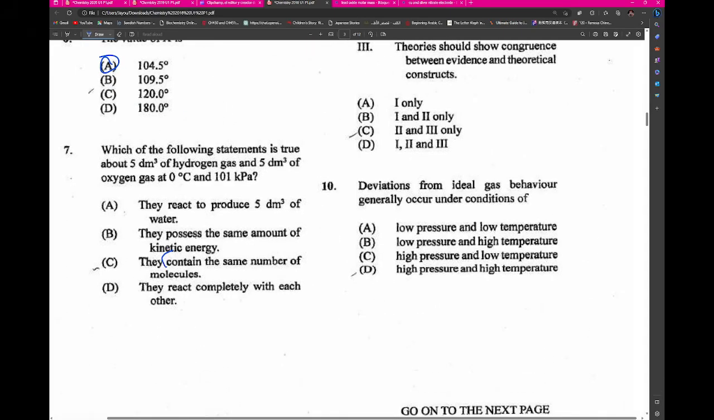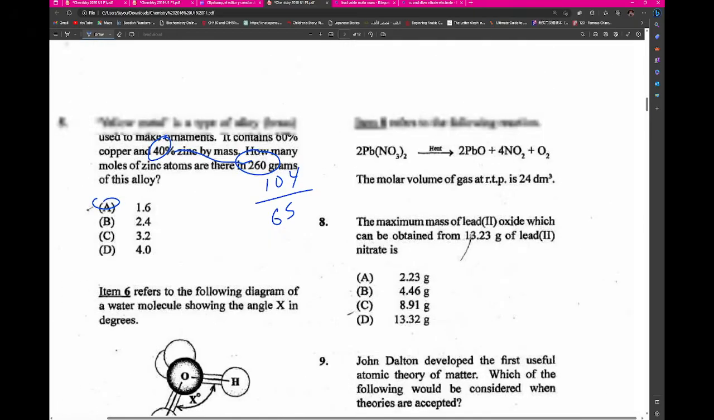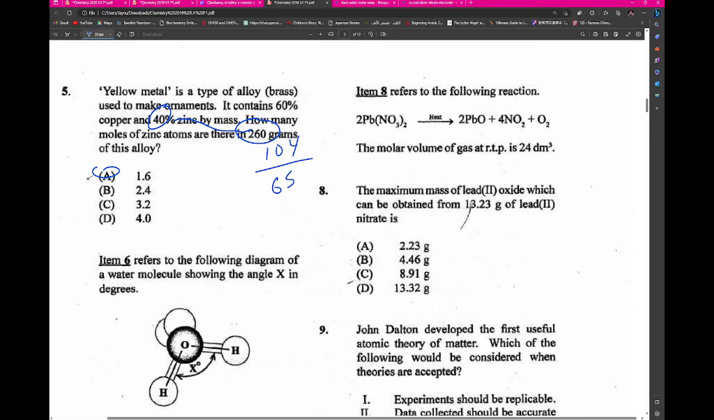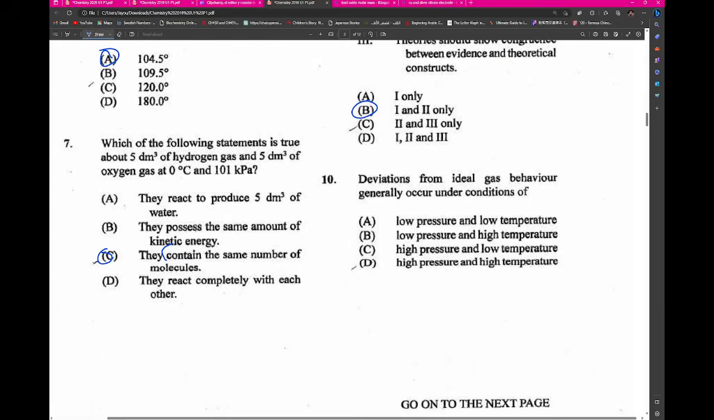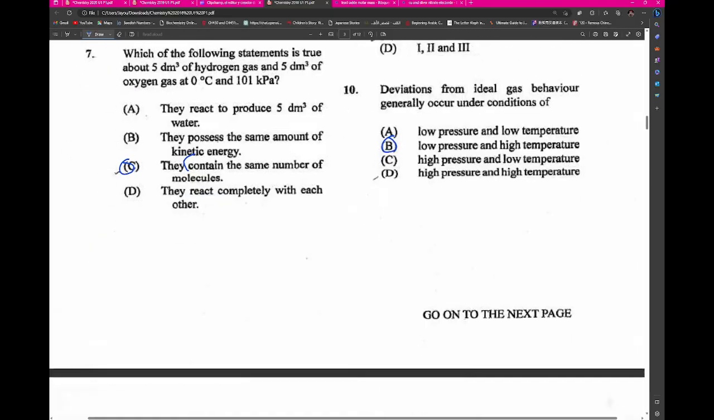We're looking at Avogadro's law there. The maximum mass of lead atoms, we did this already as well, so the answer would be 8.91. We looked at the answer for this as well. This needs to be experiments, it should be replicable, so it should be around B. Deviations from ideal gas law behavior: low pressure and high temperature.